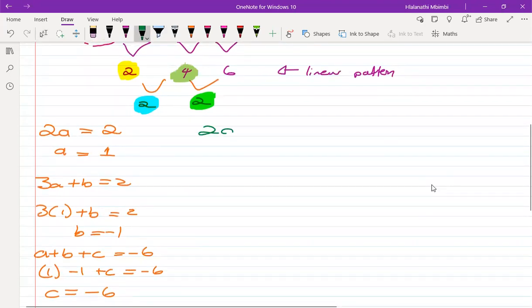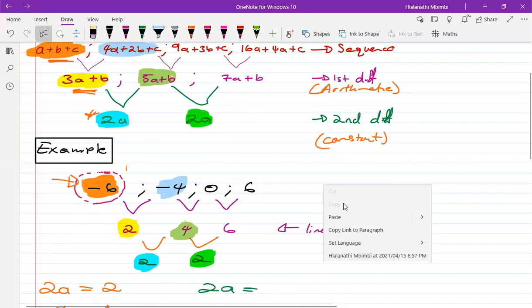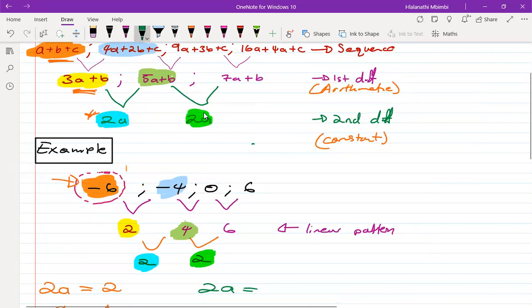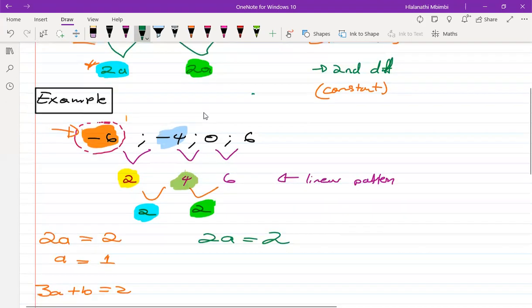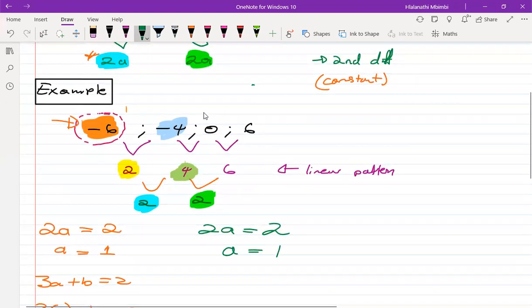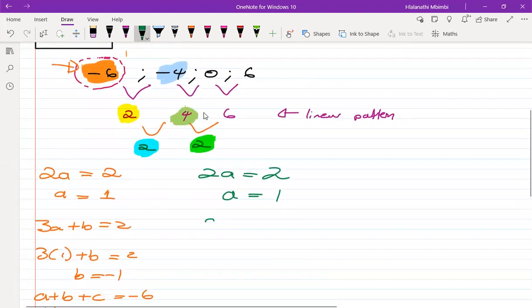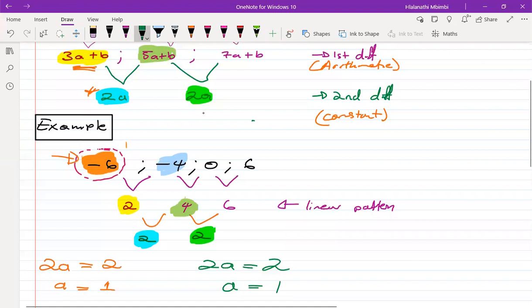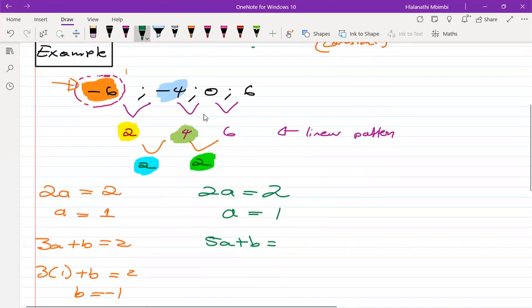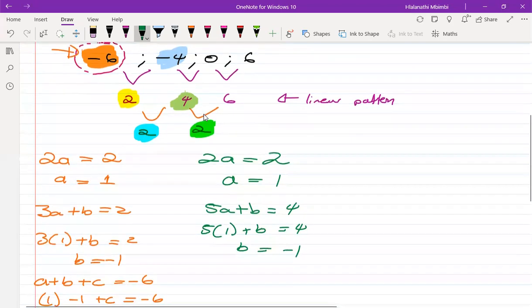So if you want to say 2A, which is this 2A over here, is equal to this green 2, then you will do that and you will still get the same A value, which is 1. But if you want to say 5A plus B, do you see 5A plus B? If you want to say 5A plus B is equal to that 4 highlighted with the green color, and you say I know my A is 1, plus B is equal to 4, your B will also still be -1.